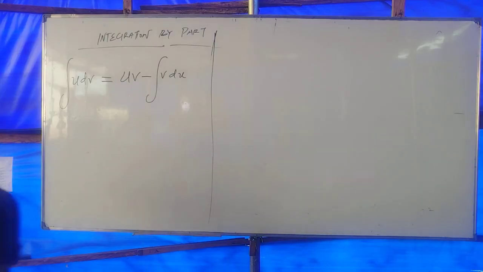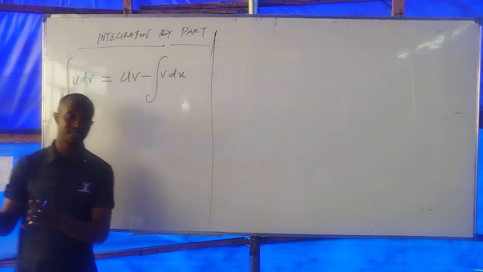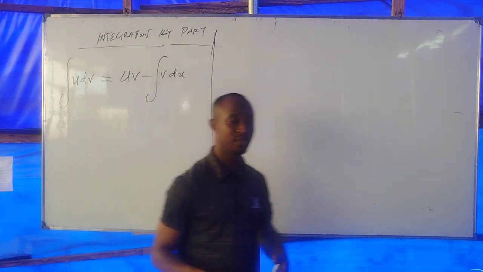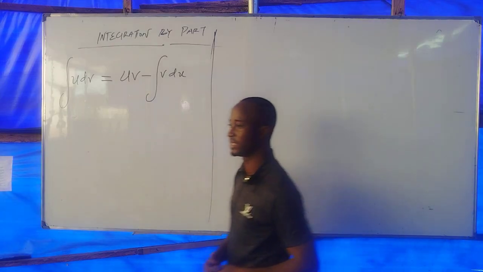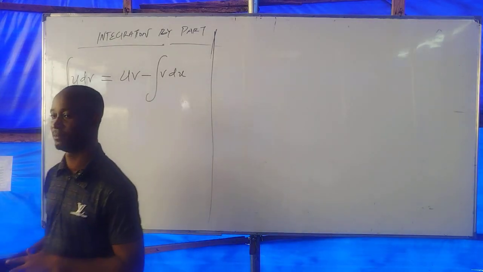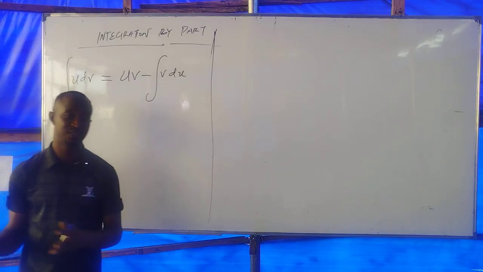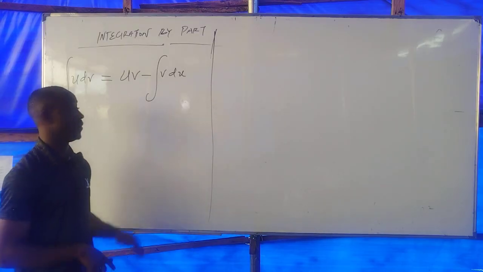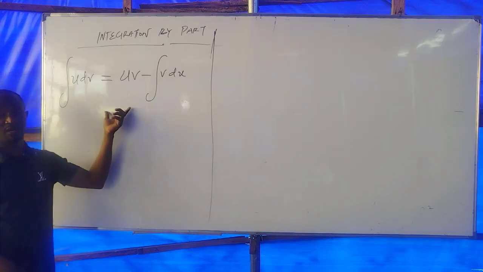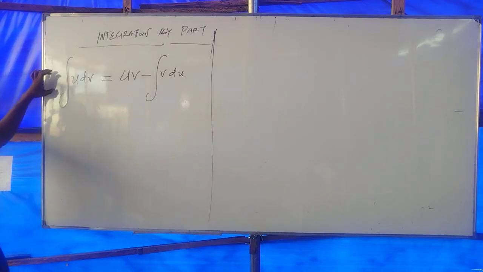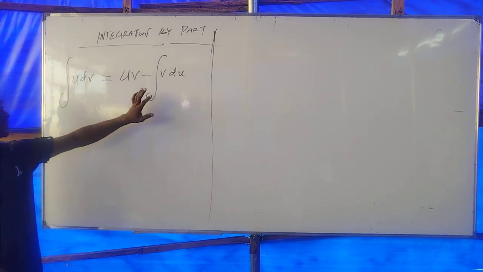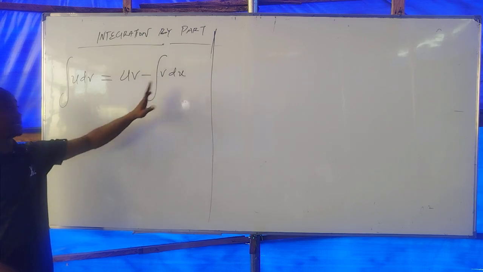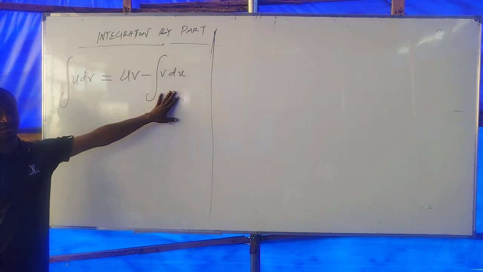Alright guys, so let's look at some examples on integration by parts. In our previous class, we were able to derive the formula for solving any problem regarding integration by parts. And we arrived at this formula, right? That says the integral of u dv equals uv minus the integral of v du.